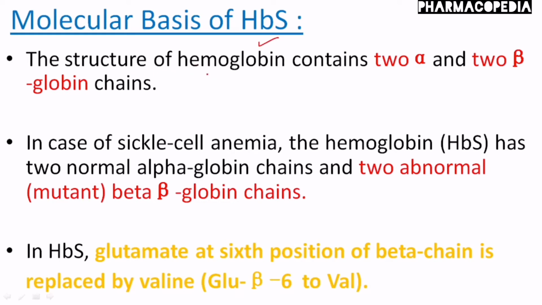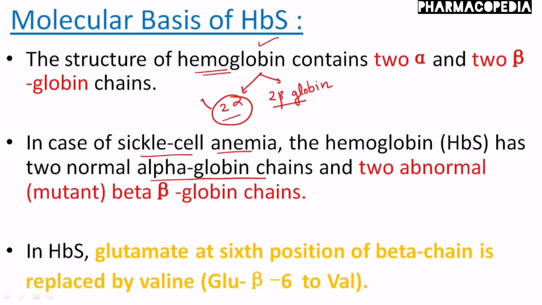When I talk about the structure of hemoglobin, as you all know, it contains two alpha and two beta globin chains. Okay, so in a patient having sickle cell anemia, the hemoglobin has two normal alpha globin chains. That is, these two alpha globin chains remain normal. So the point of mutation is at the beta. Okay, so the patient is having two abnormal or mutated beta globin chains.